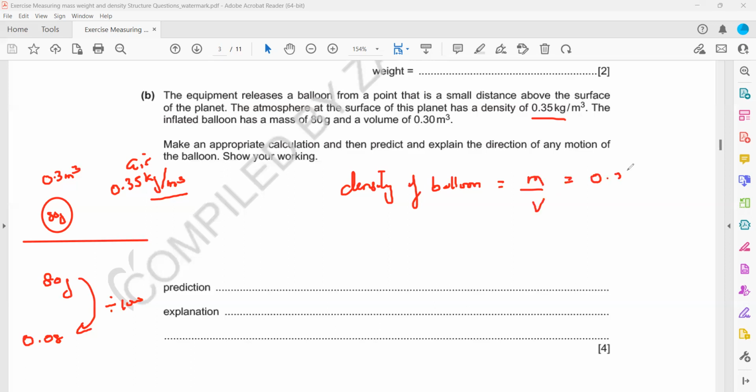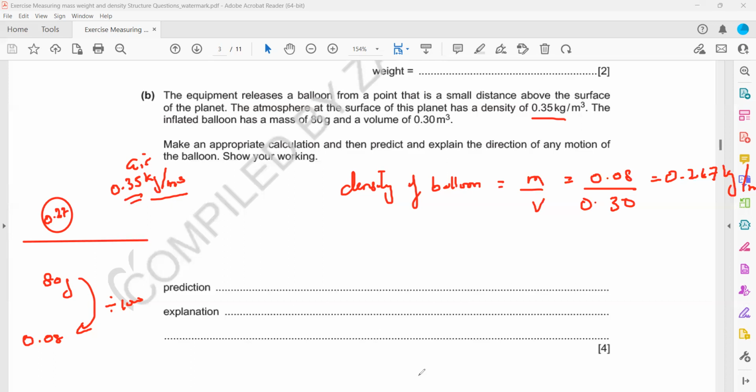This will be 0.08. Now, to get the density, it is mass over volume. So mass of a balloon is 0.08, and the volume of the balloon is 0.30 or 0.3, you can say. So it will give us 0.267 kilogram per meter cube. So density of this balloon is 0.26, or you can also say 0.27, because it's 0.267, so I can say 0.27 or 0.267, both are correct. So the density of a balloon is 0.267, but the density of air is 0.35.